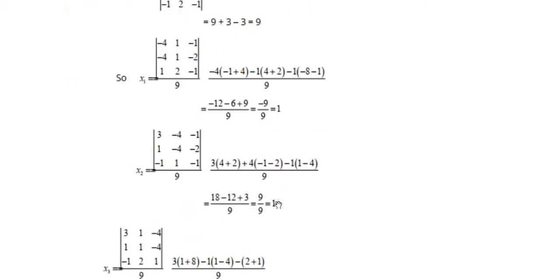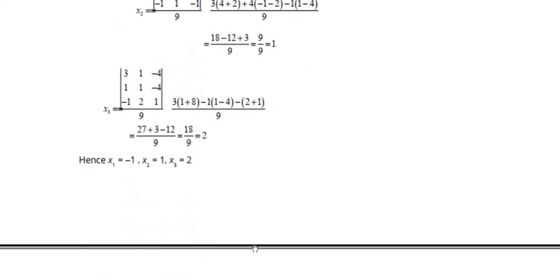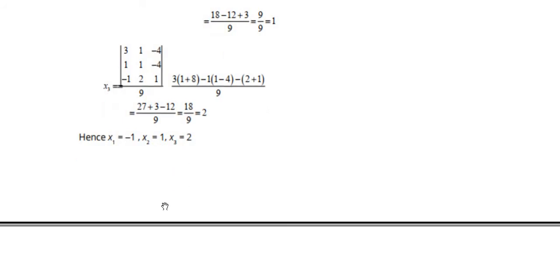Now for finding the value of x2, we replace the second column of the above matrix with minus 4, 1, and for finding the value of x3, we replace the third column of the matrix with minus 4, 1, and then we find its determinant and divide by 9, and we can calculate the value of x2 is equal to 1 and x3 is equal to 2. So here we have a solution: x1 is equal to minus 1, x2 is equal to 1 and x3 is equal to 2. This is our Cramer rule.